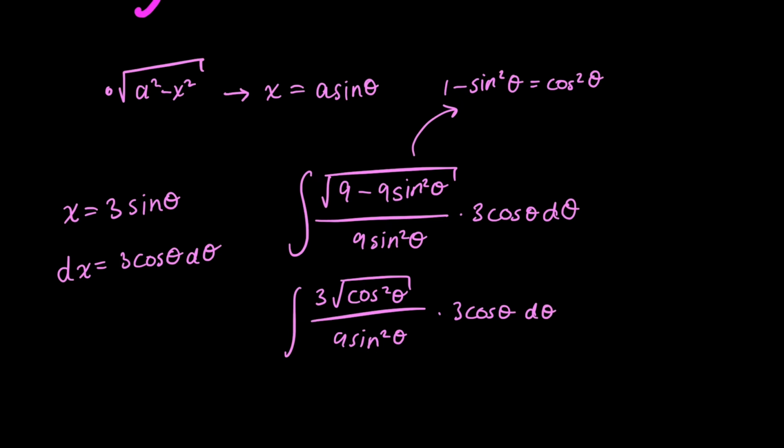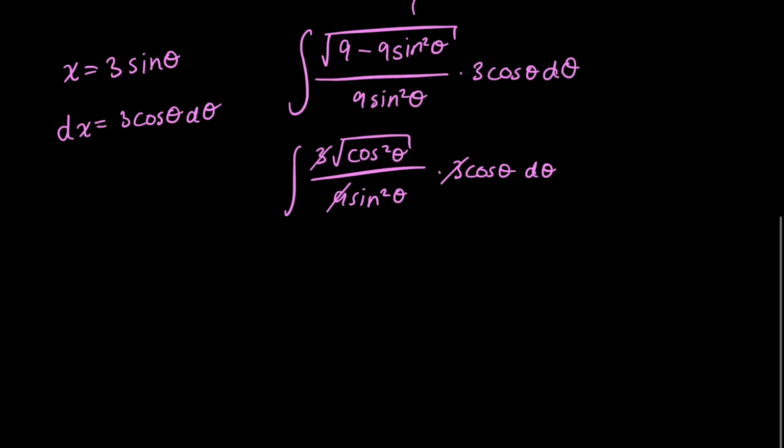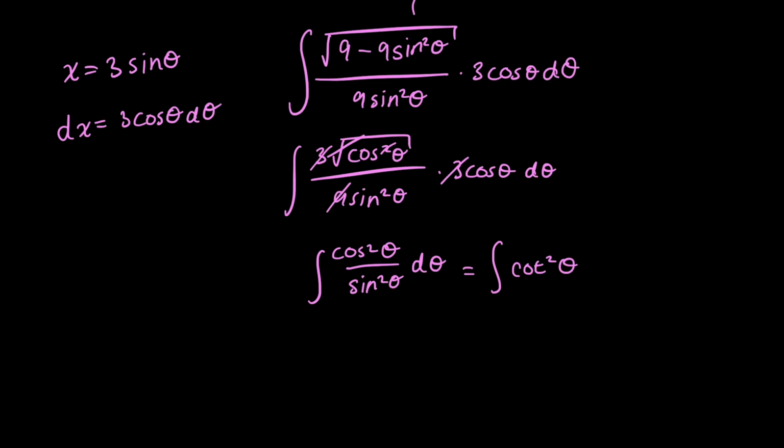Then this 3 multiplies with this 3 to create a 9, which cancels out with the 9 in the denominator. And up here, I have the square root of cosine squared, where the square and the square root get rid of each other. And so I end up with the integral of cosine squared theta over sine squared theta d theta. This is the integral of cotangent squared theta d theta. And now I just have to work out the integral of cotangent squared theta.